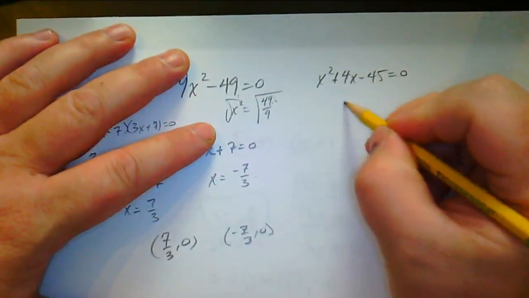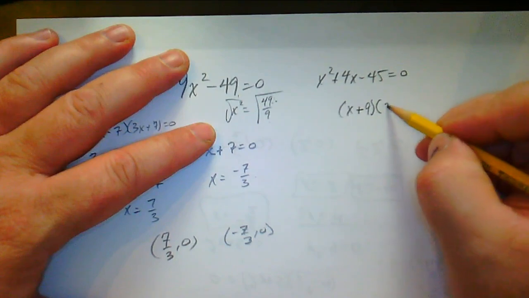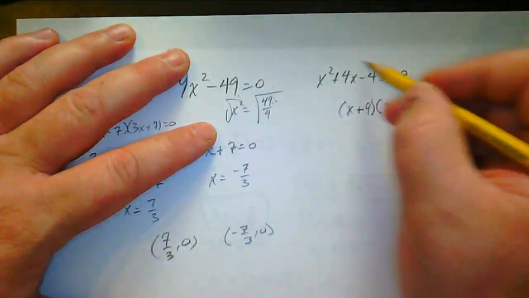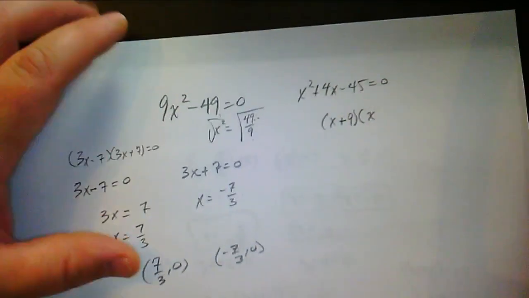All right, now, this one is factorable, and you cannot use inverse operations to solve this because you have an x squared and an x, so you're going to have to either factor or use the quadratic formula.